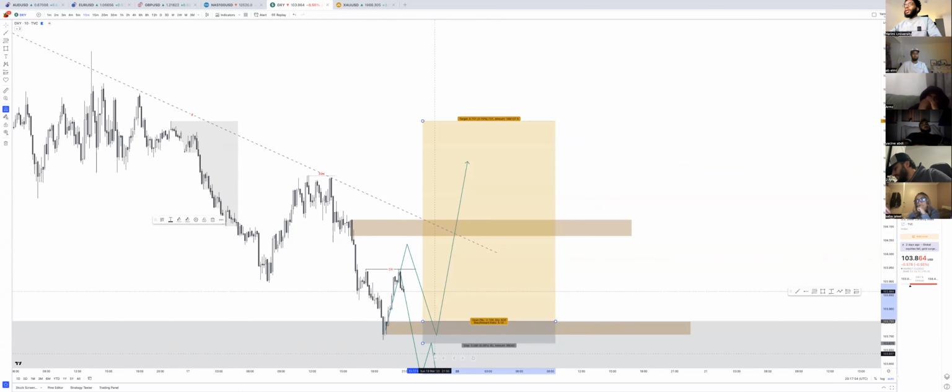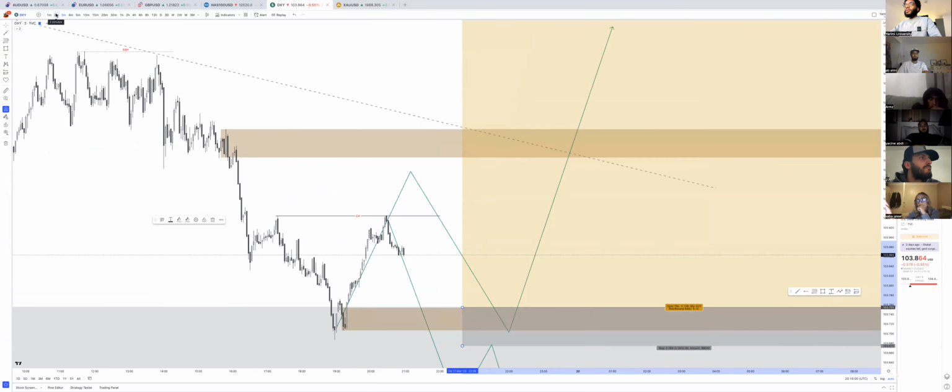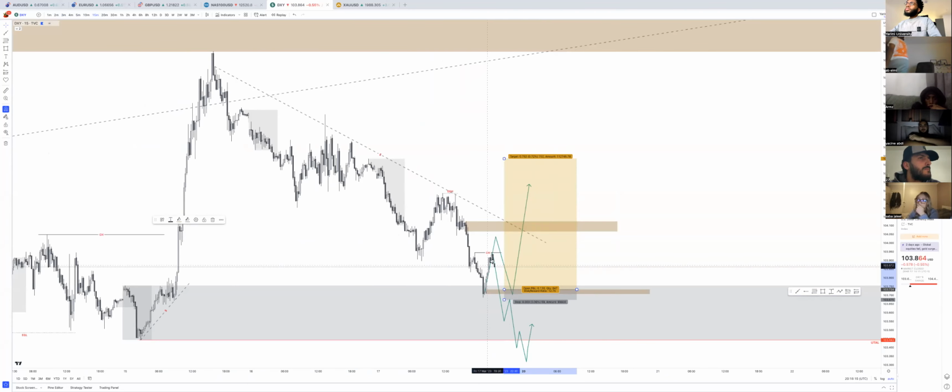aim for this. If I see a nice change of character in here, on a lower time frame, let's say a 5-minute, even a 3-minute. Okay, so let's say we refine it to that, then you can get much better RR, but I'll keep my stop loss in the same place. So that's a nice 1 to 12. Okay, so waiting for the dollar to come down so that we can buy into this whole trend line.